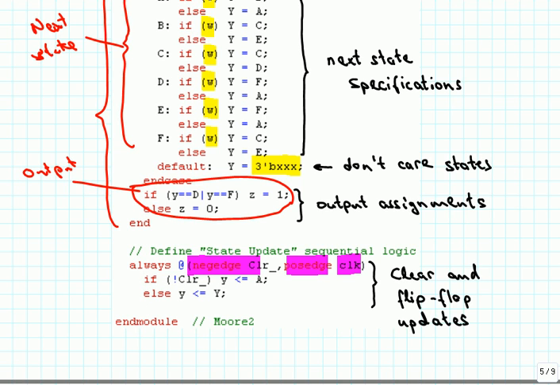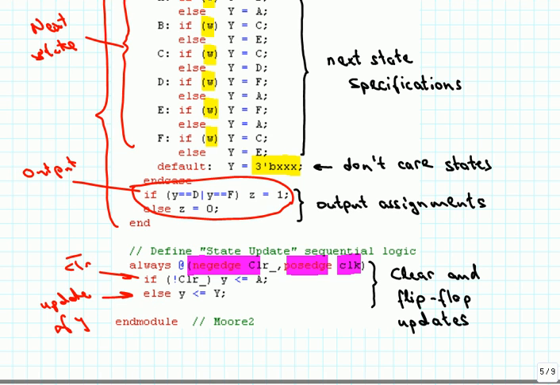Okay, it's again such that we have asynchronous clear here, so the neg edge of clear. So here is where the clear is happening. And then we also have the update of the state, and that sets the flip-flops to the next present state.